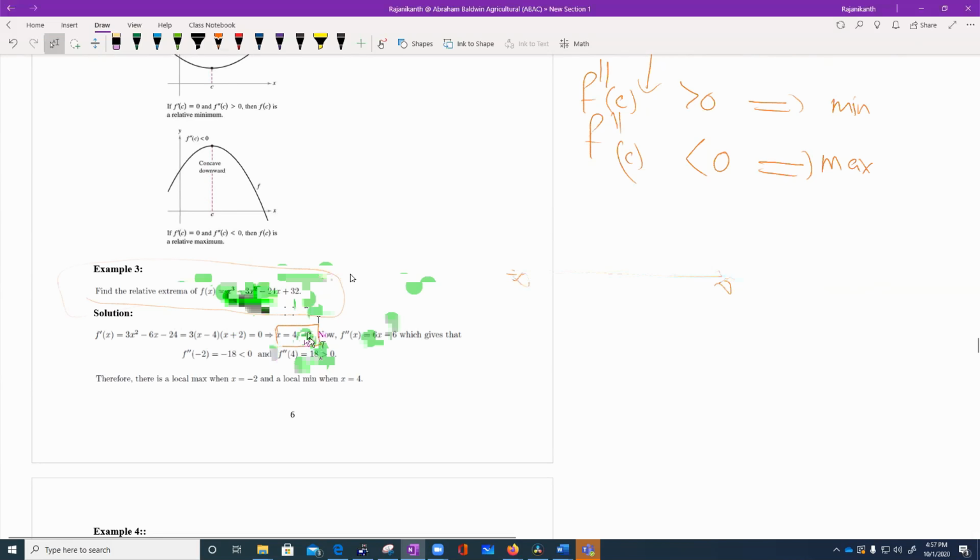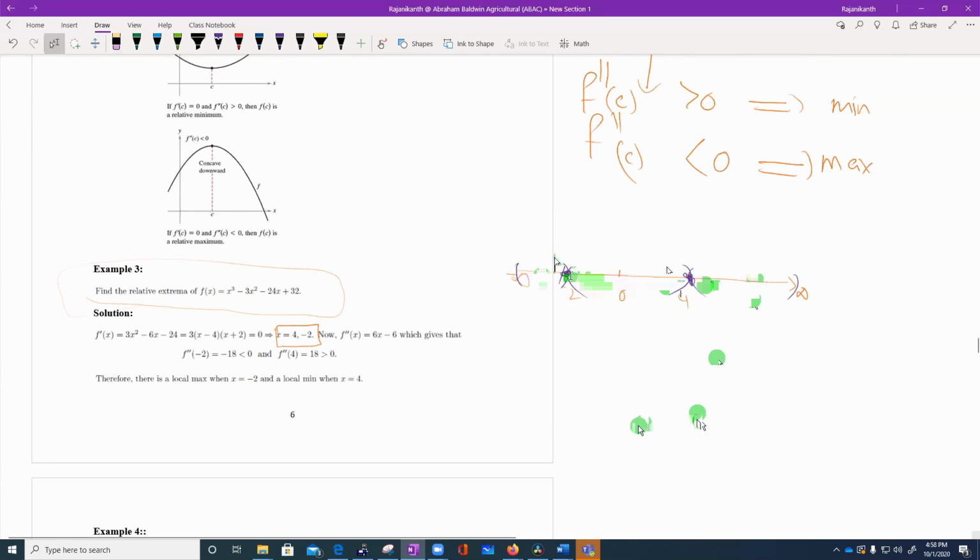Now I got two critical points, 4 and -2. 0 is here, -2 here, and 4 will be somewhere here. So let me extend this a little bit. My critical points are two, therefore my intervals are going to be here: this to this, to that, and that to this. I have three intervals. Now what is our task? Our task is to check only at these two points, because we got only two critical points. The function will be either a max or a min at these two points, so you have to check that.